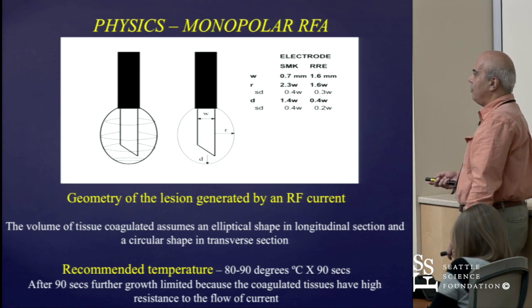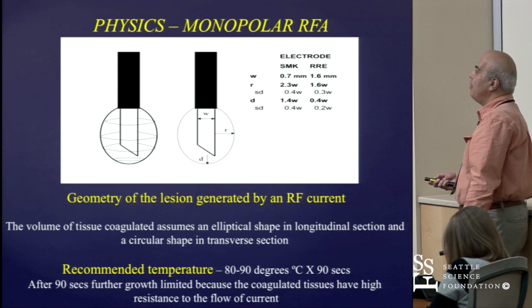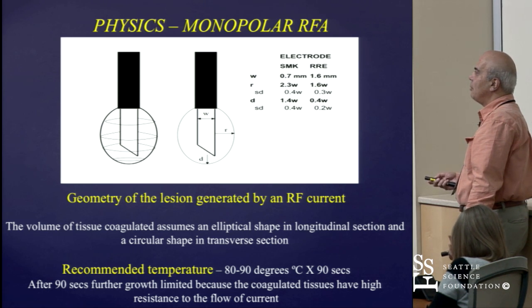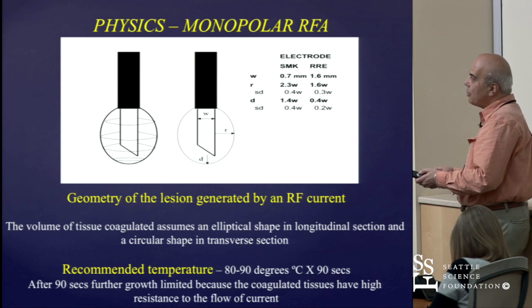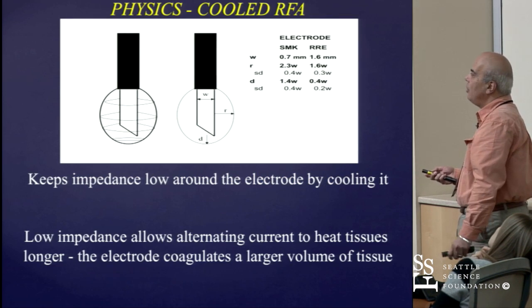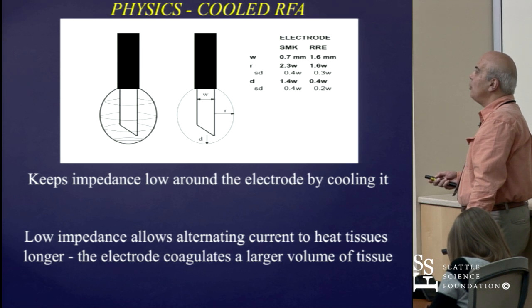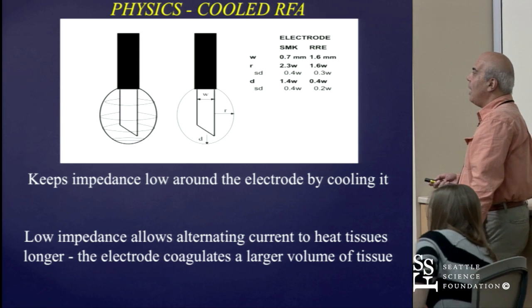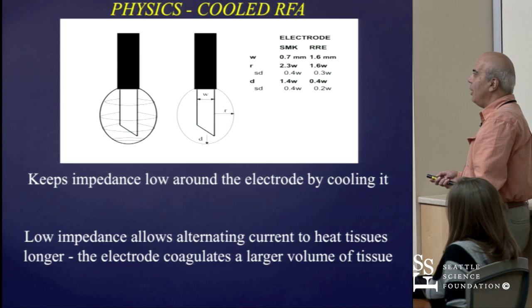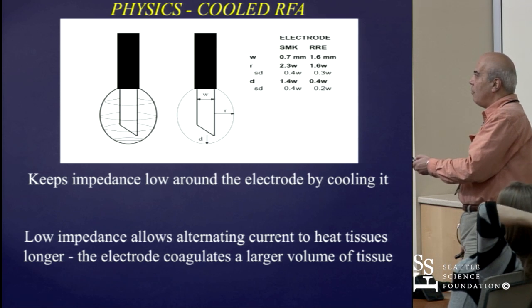There is enough evidence to show that after 90 seconds, further growth of the lesion is limited because the coagulated tissue may have a high resistance to the flow of the current. In contrast to the monopolar, or quote-unquote traditional, RFA, the cooled RFA uses cooling to keep the impedance low around the electrode. Low impedance means lower resistance, which allows the alternating current to heat tissue for a longer period of time, allowing the electrode to coagulate larger volumes of tissue.